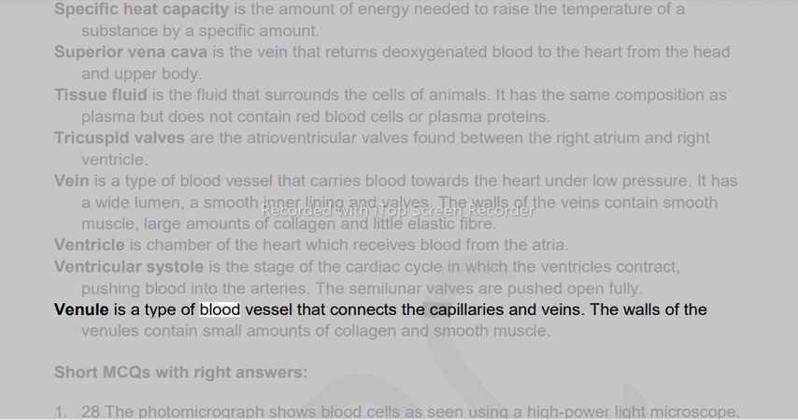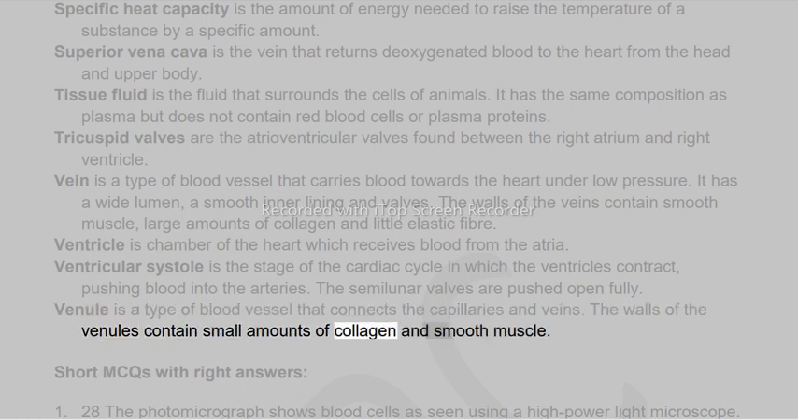Venule is a type of blood vessel that connects the capillaries and veins. The walls of the venules contain small amounts of collagen and smooth muscle.